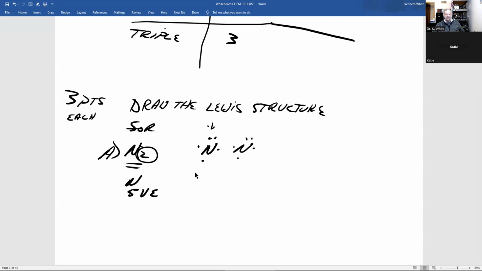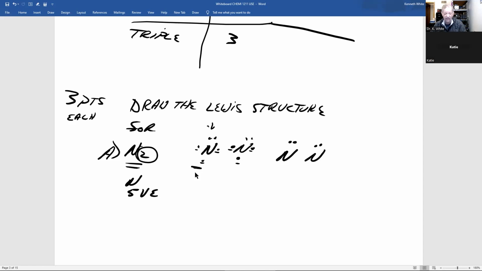Why? Because it's N2. And this nitrogen says, oh, look, I have 1, 2, 3 single valence electrons. You have 1, 2, 3 single electrons. Let's share. And they do. The non-bonding electrons stay there.